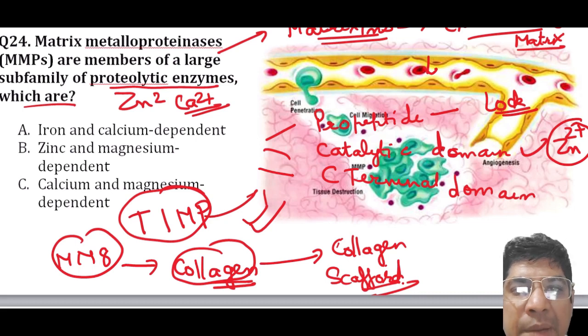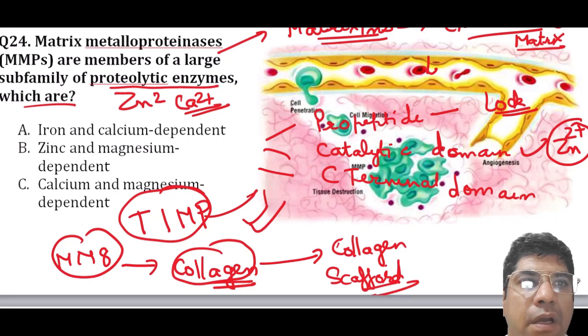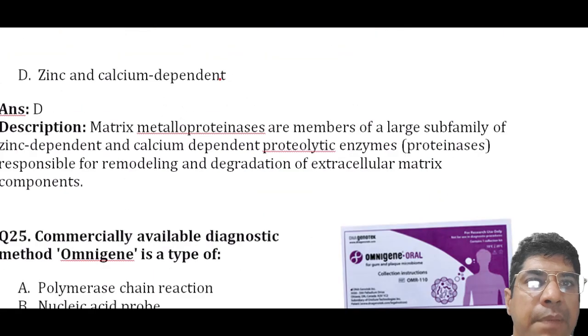So controlling MMP activities is essential in preventing and managing the periodontal diseases. So here your answer would be matrix metalloproteinases. They are members of the zinc and calcium dependent family.